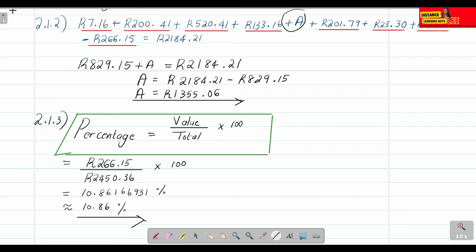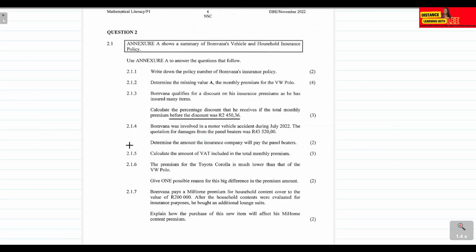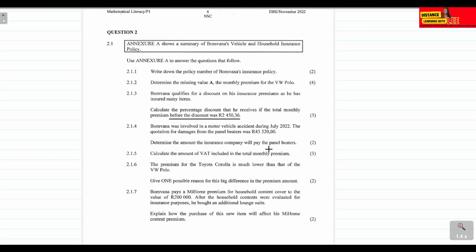Our answer is 10.86%. Let's have a look at question 2.1.4. Bomvana was involved in a motor vehicle accident during July 2022. The quotation for the damages from the panel beaters was 43,520. Determine the amount the insurance company will pay the panel beaters.